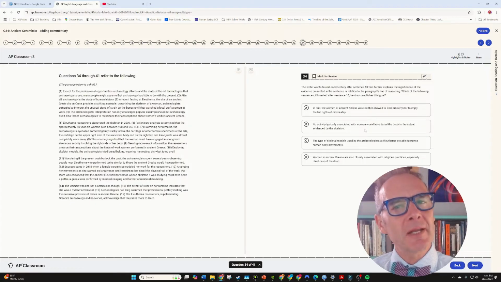So I'm just plugging this into my head here. And sentence B looks like a possibility to me because it mentions a skeleton. The previous sentence talked about skeleton models. So let's leave that open as a possibility. C. The type of skeleton models used by the archaeologists at Eleutherna are able to mimic the human body. That's really interesting, but it doesn't seem like commentary. I don't see any connection there between the mystery at the end of the sentence and option C.